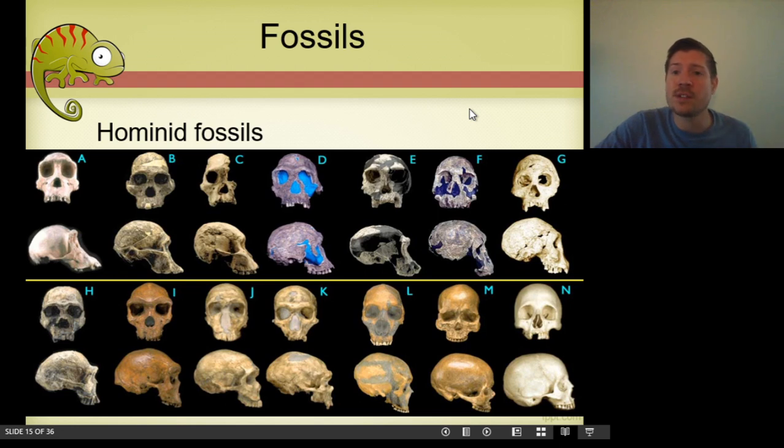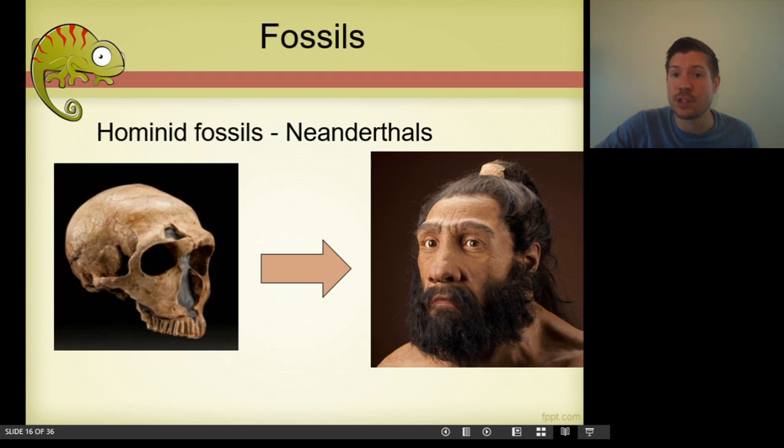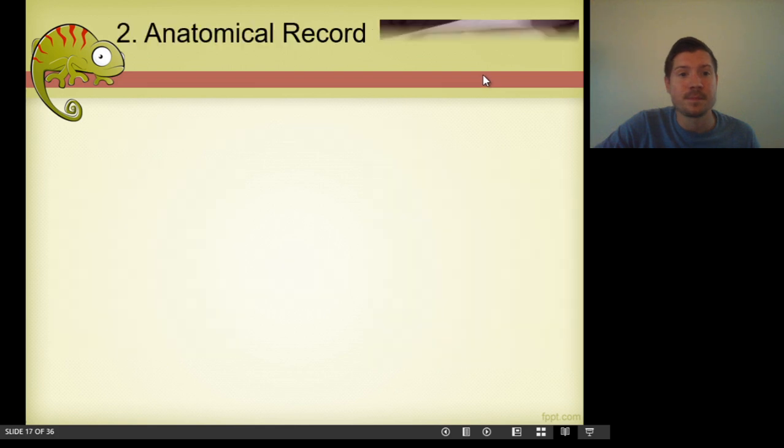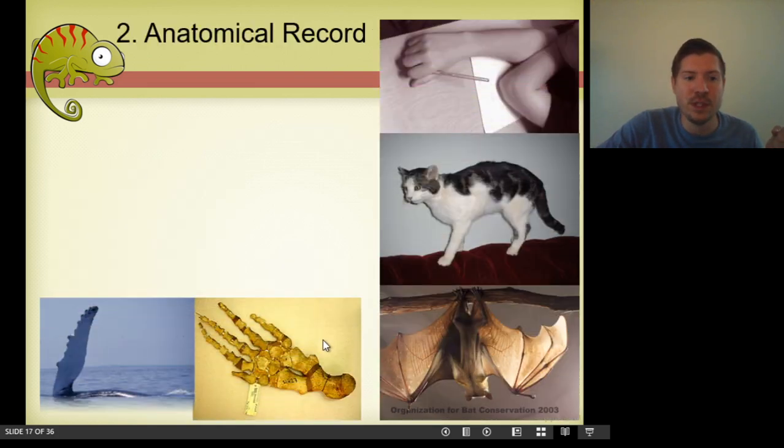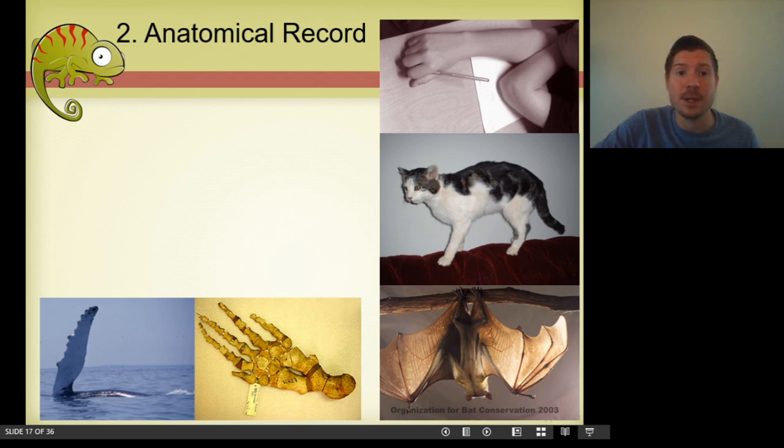We have tons of fossils of hominids. These are groups closely related to us, Homo sapiens, and we've learned a lot about our evolutionary past, especially in the last 20, 30 years. We found a lot more fossils. And these fossils allow us to make recreations, for example, of Neanderthals, which are a very, very close relative of us, Homo sapiens.